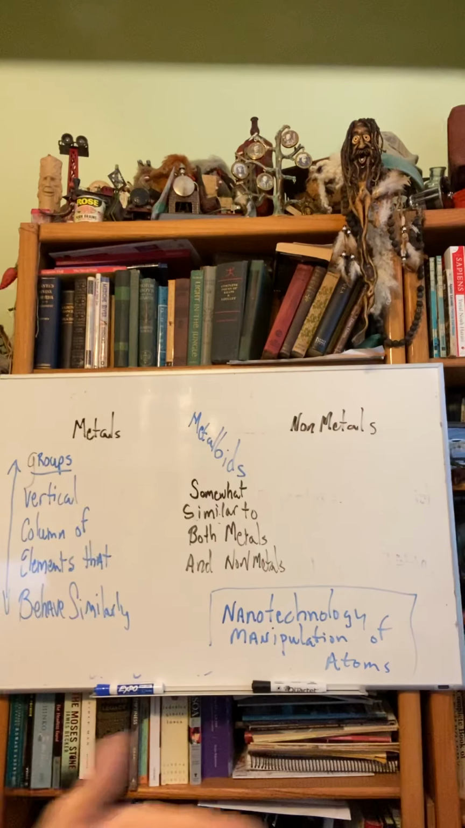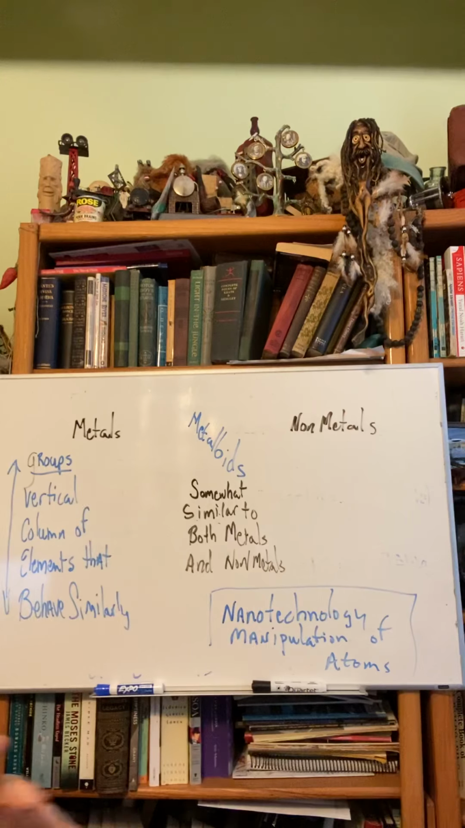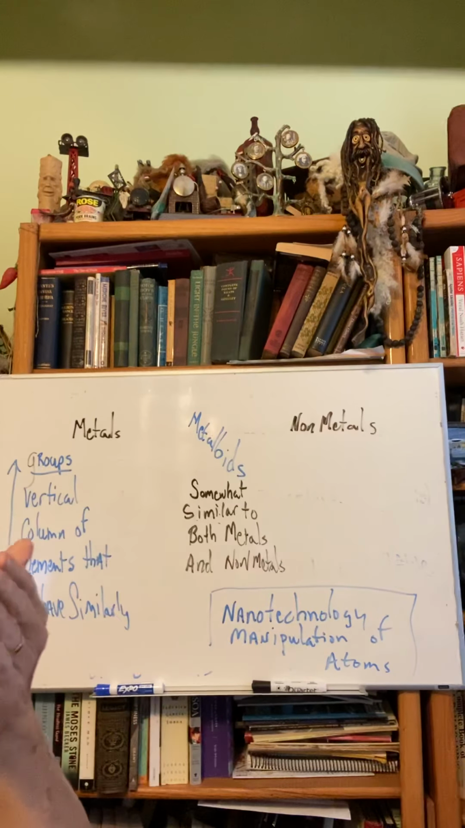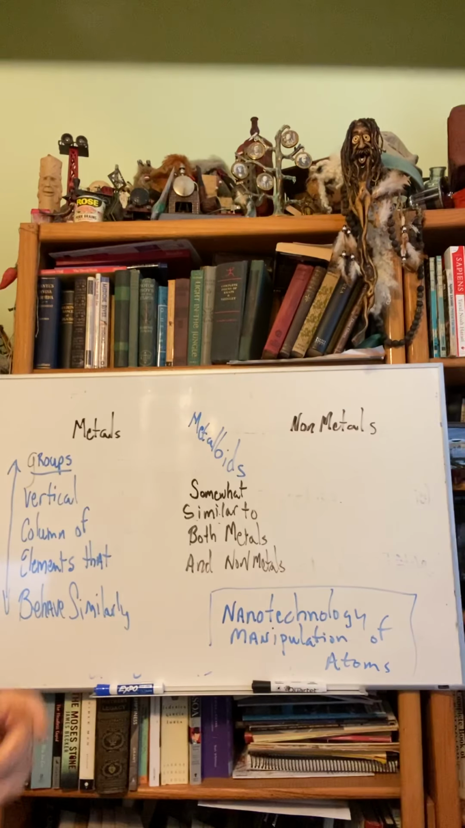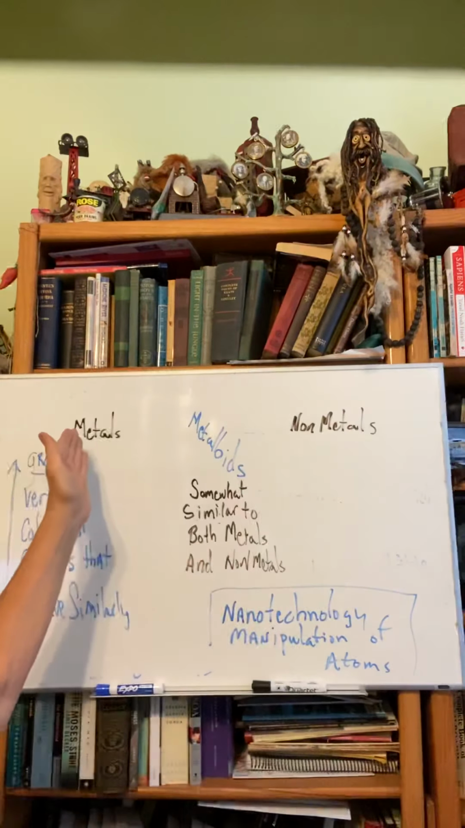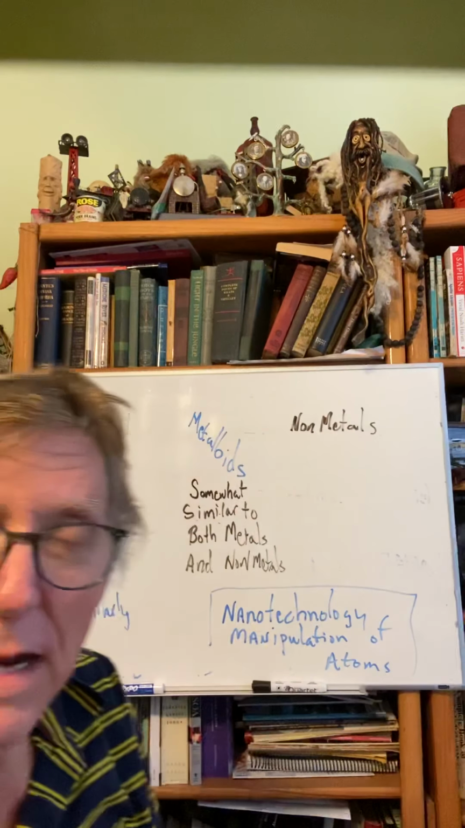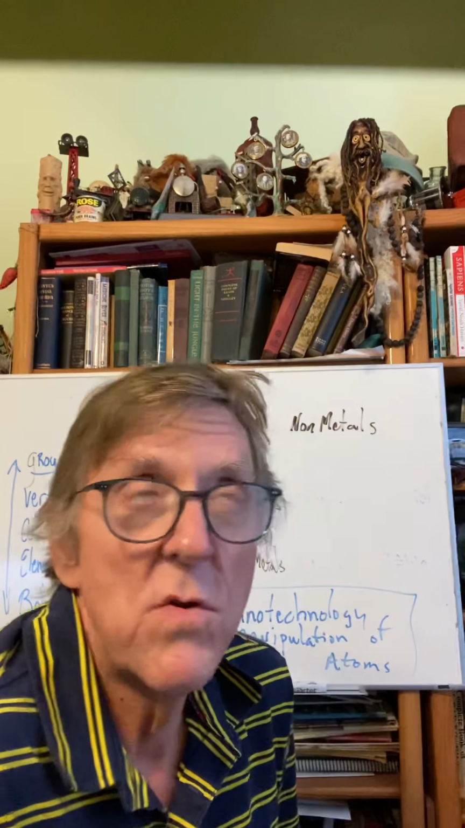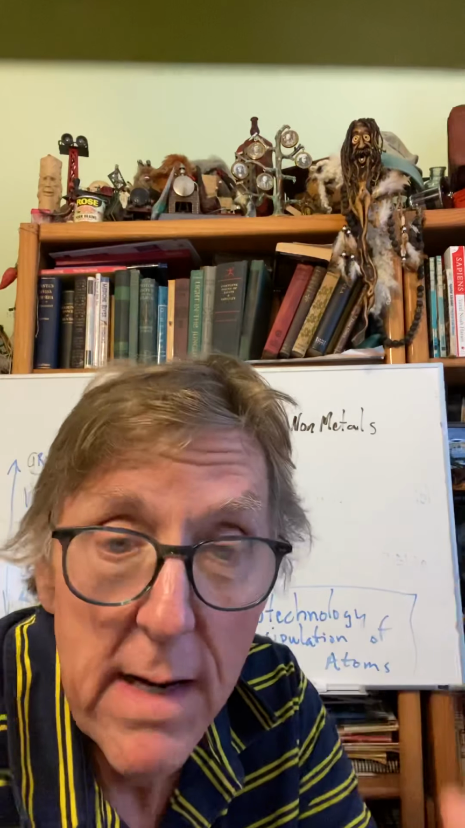So all of those columns that are present on that periodic table represent elements that are going to behave in a similar manner. So a group is a vertical column of elements that, as I said, behaves in a similar manner. And so we talked about metals, metalloids, and nonmetals. And there's lots and lots of things you can think of to describe how a material might behave.